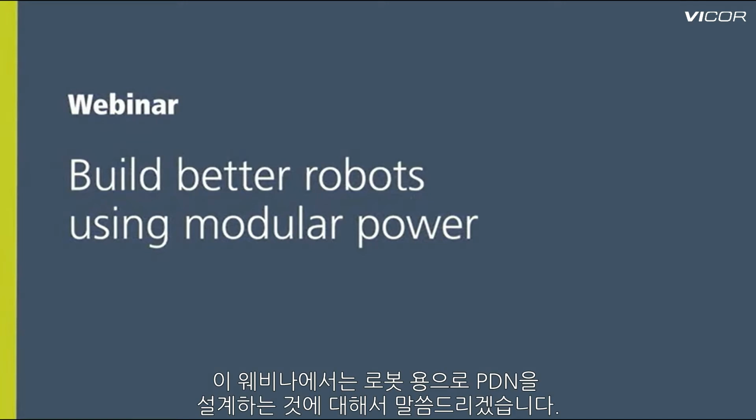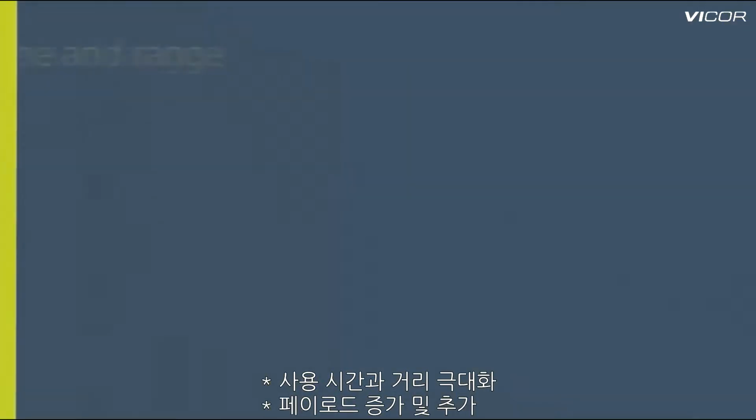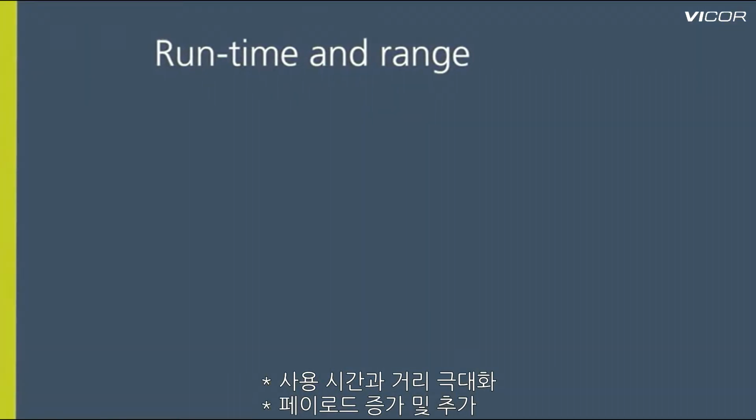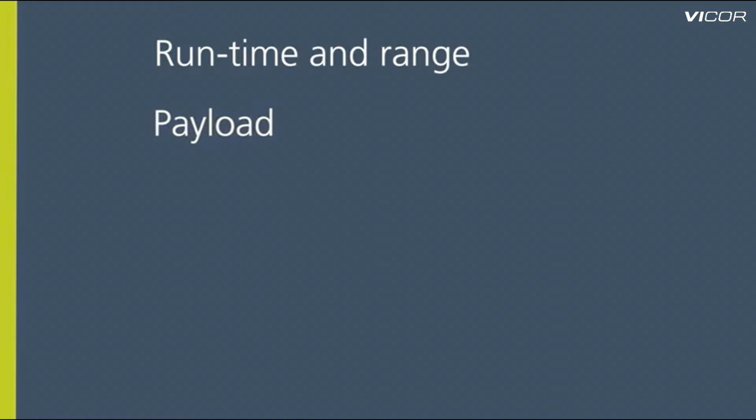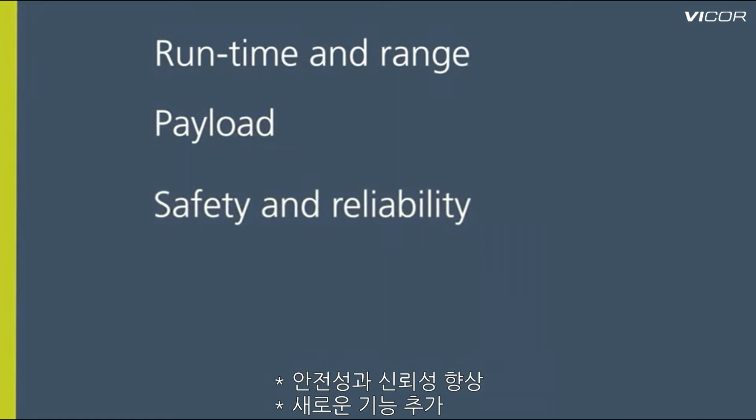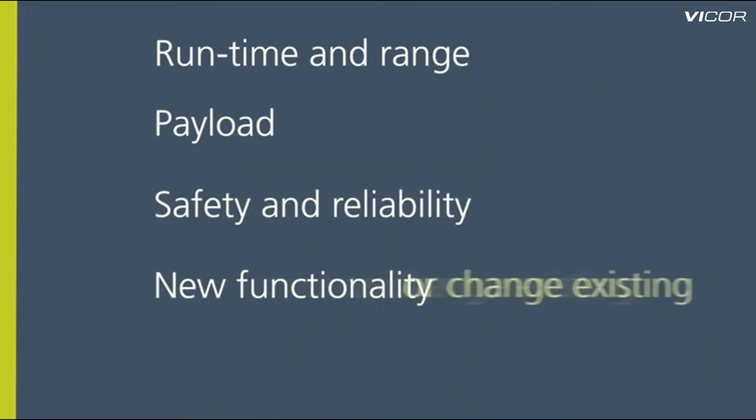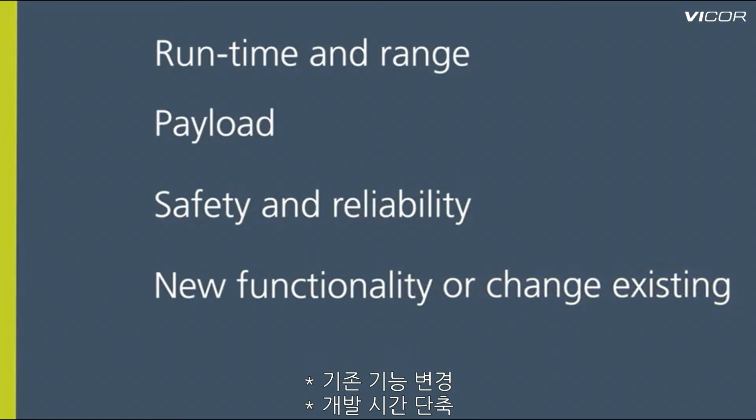Today we're talking about how to create the optimal power delivery network for applications in robotics. If you're responsible for designing power systems for robots, you've probably got multiple requirements. You want to maximize runtime and range. You want to increase and add payloads. You want to improve safety and reliability. You want to add new functionality, and you might even want to change existing functionality. But for all these things, you want to get them done fast.